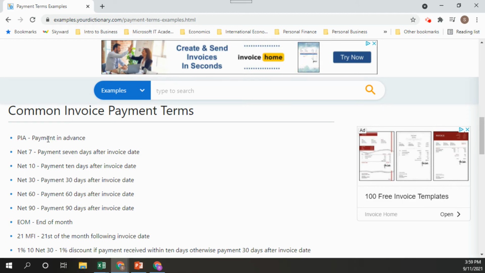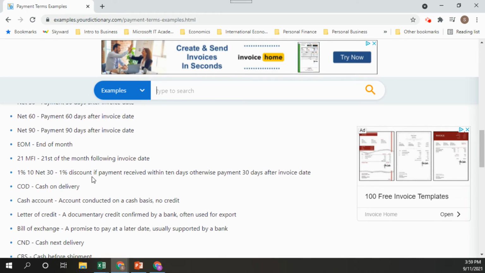Payment in advance would be like paying cash for that. But net 7 means we pay 7 days after the invoice date, or after the day we purchase it. You can see the rest of those. Net 30 is probably the most common: we have 30 days to pay the company that sold it to us. So we're buying on terms.